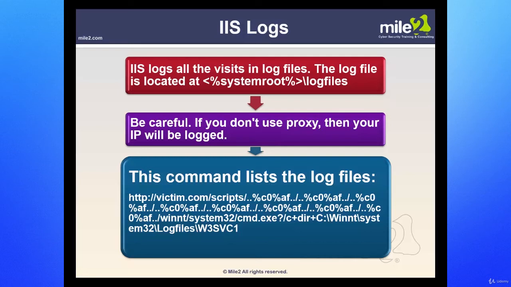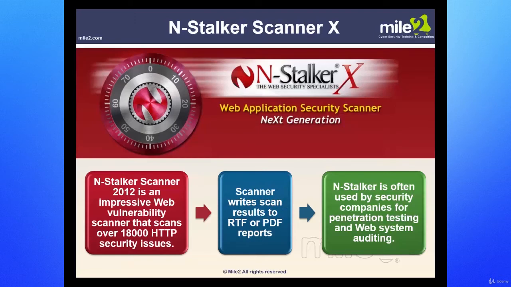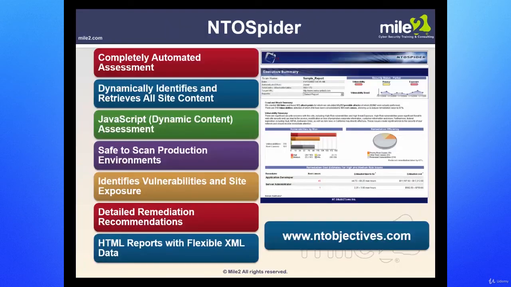We mentioned a tool that can assist us on the auditing side, which was called Audit Pol. I have some other tools we can use to assist with finding web application vulnerabilities. One here is called N-Stalker. Basically, it will check for over 18,000 HTTP security issues. The scanner writes scan results to a rich text format or PDF report, and it's often used by security companies for penetration testing and web system auditing. Again, just a good FYI tool to know. It tends to do a really good job.